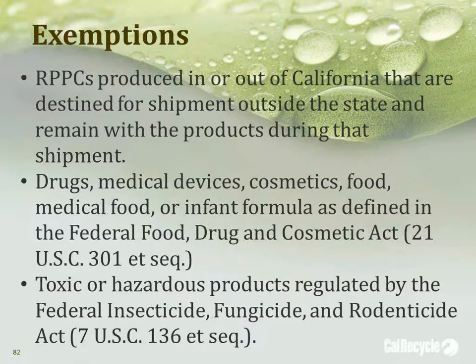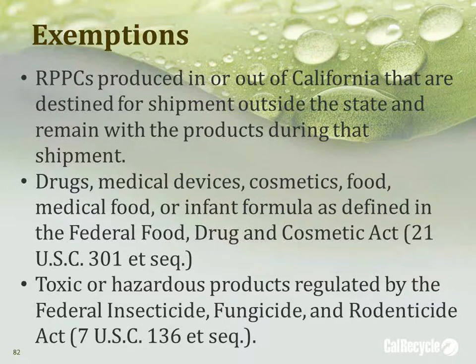There are a few categories of containers and products that do not fall under the scope of the RPPC program. The first category of exemptions are RPPCs that are produced in or out of California, which are destined for shipment to other destinations outside the state, and which remain with the products during that shipment. Destined for shipment to other destinations outside the state means that the sale of the RPPC to the final end user occurs outside of California.